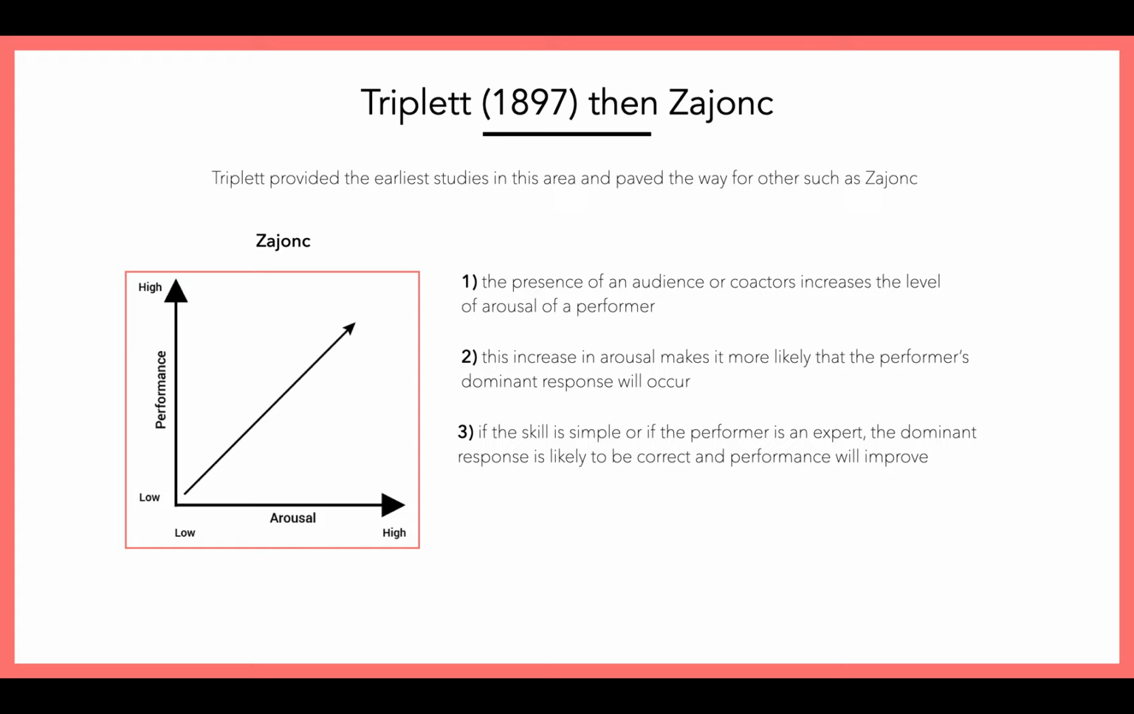On the other hand, if a skill is simply complex, the audience, the co-actors, can inhibit the performance. The dominant response is likely to be incorrect and performance may decline. And similarly, with a novice, a beginner, someone who's still in that cognitive stage, they're thinking about their technique. If they're having to think about co-actors and audience, their dominant response is likely to be incorrect and performance may decline due to this audience and this inhibition, this raised arousal. So this is what Zajonc said. Zajonc was big on arousal and its relationship with social facilitation.